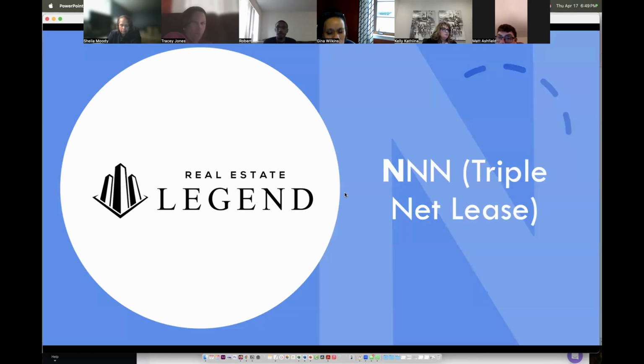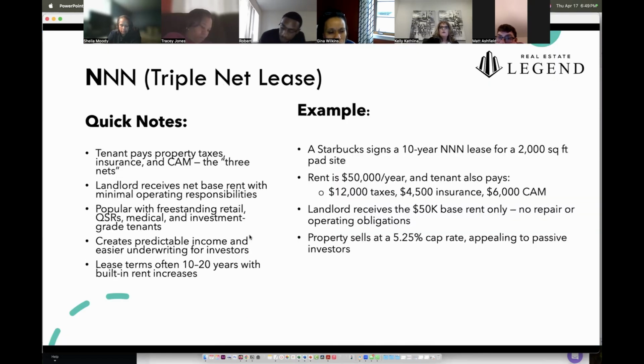Triple net lease. This is something we already talked about. So triple net, obviously you are paying the property tax, the maintenance, and the insurance in addition to the rent. So taxes, insurance, and then maintenance or CAM, common area maintenance. We already talked about that. So the landlord is receiving a base rent plus those three things. I mean, they should call it a quadruple net lease, because it's really four things if you add in the rent. So you're definitely going to see this in retail, quick service restaurants, medical, investment grade tenants. You're going to see it all over the place.